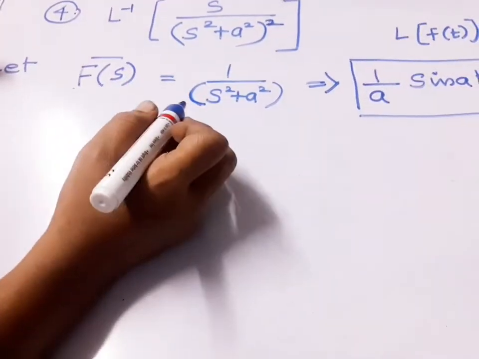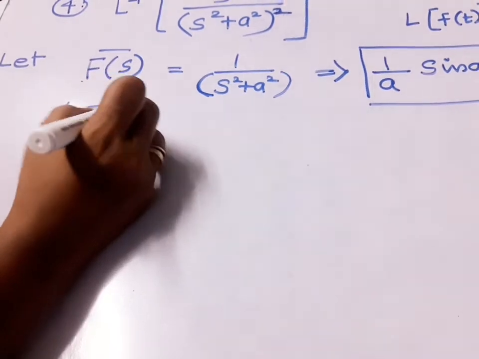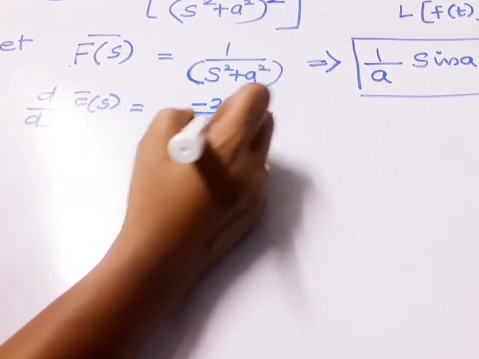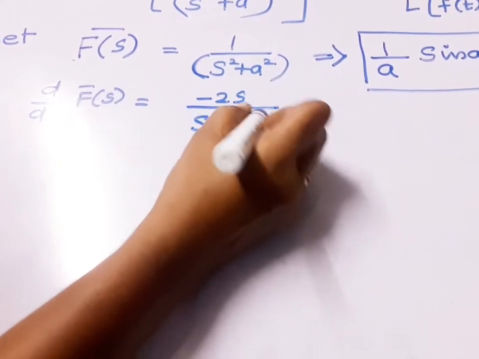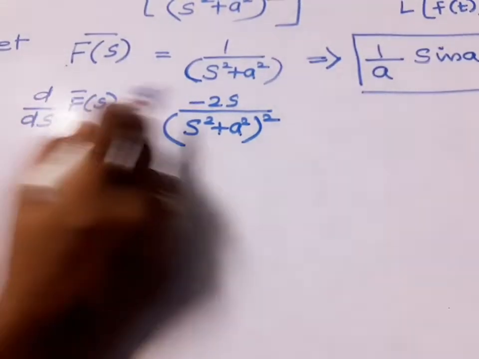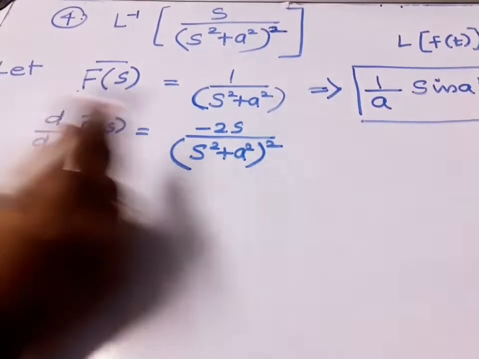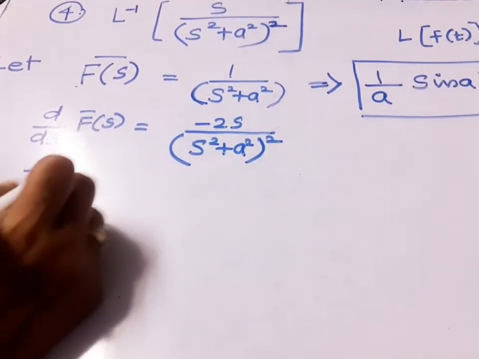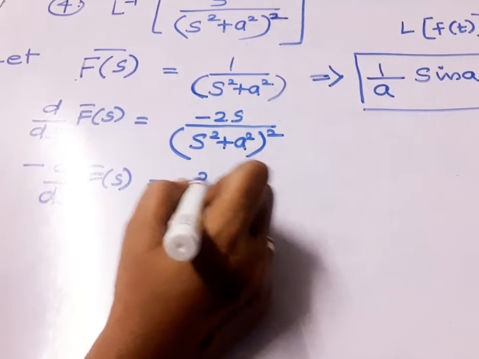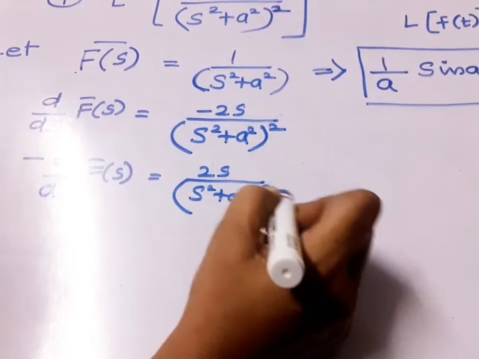Now let me differentiate on both sides. What is the derivative of f bar of s with respect to s? It is minus 2s by s square plus a square the whole square. You can even use the u by v formula. So this is d by ds. Let me multiply minus on both the sides. So we get minus d by ds of f bar of s is 2s by s square plus a square the whole square.